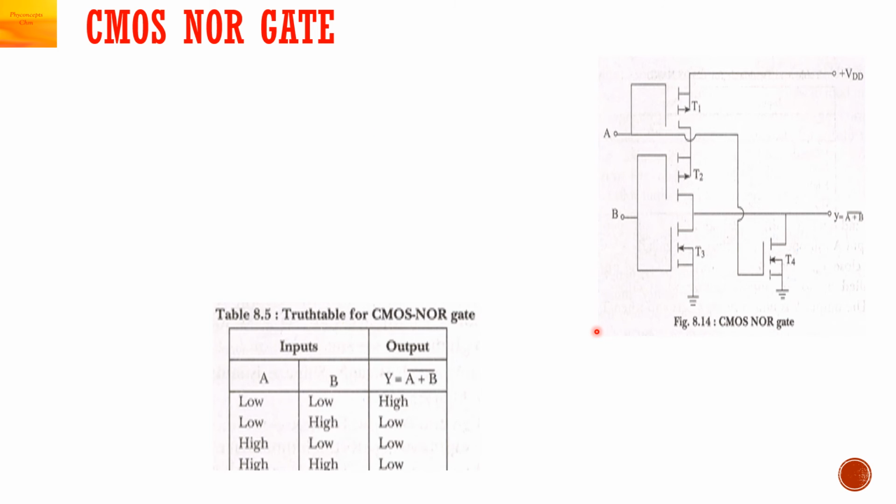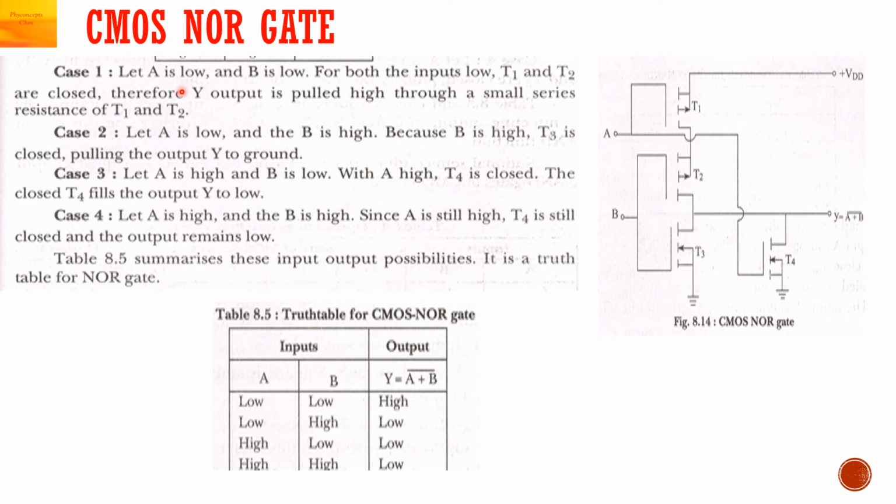CMOS NOR gate. First case, let A be low and B is low. So when both the inputs are low, then T1 and T2 MOSFETs, they are on. Therefore, the output Y is high. Now second case, A is low, B is high. Because B is high, T3 is on. So the output Y is pulled to ground, that is low state.